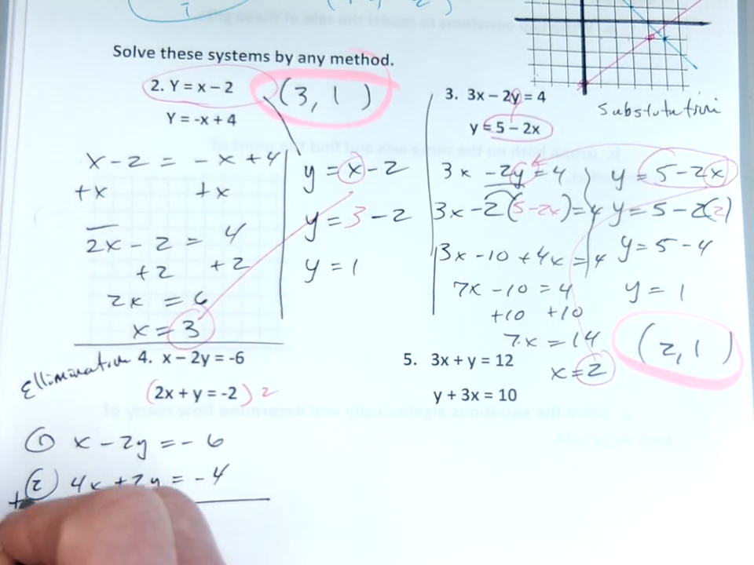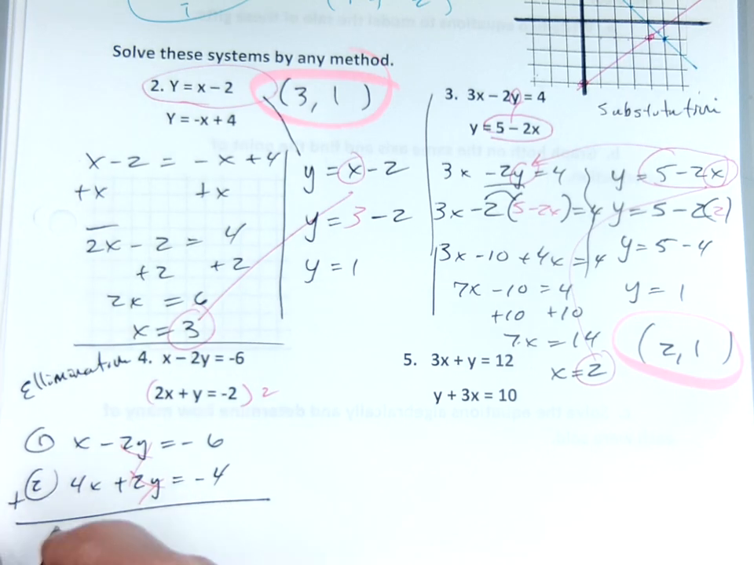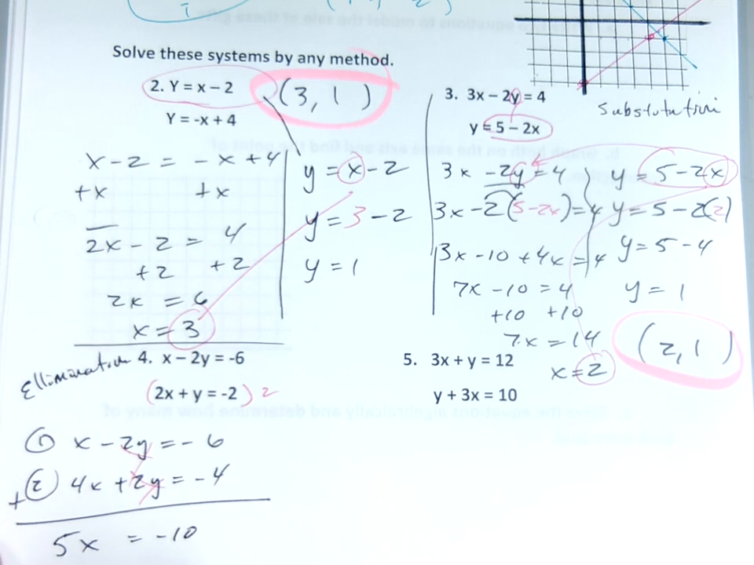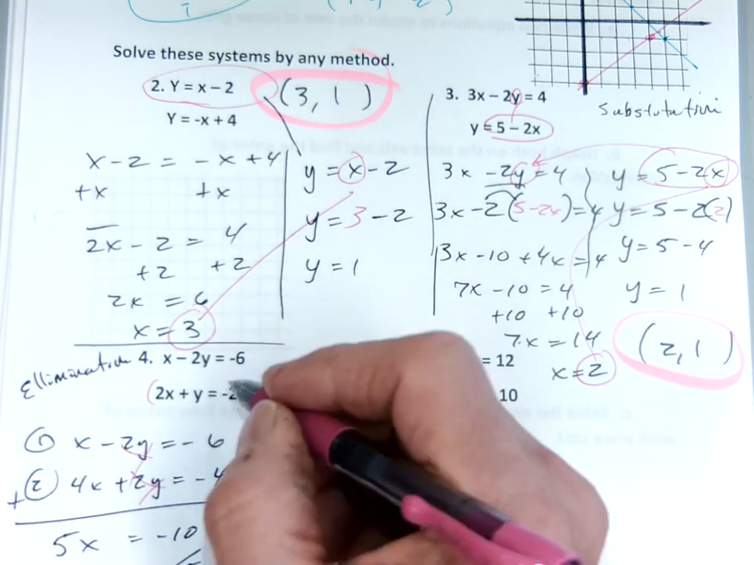And when I add them, the y's cancel. It's awesome, I like that. The y's disappear. And I get 5x equals negative 10. Divide by 5, I get x equals negative 2. Now I need the y value, so I can plug this x equals negative 2 into either one. This one looks easiest, doesn't it?